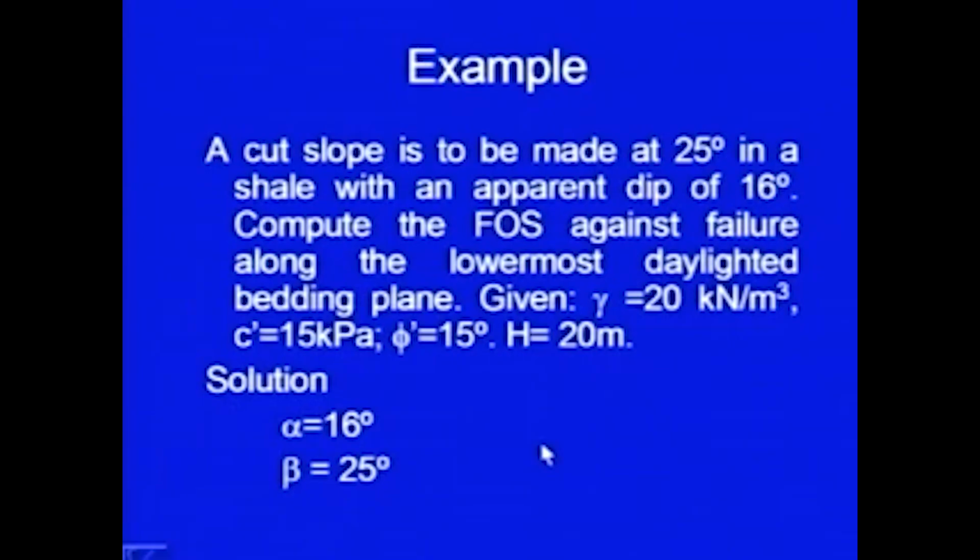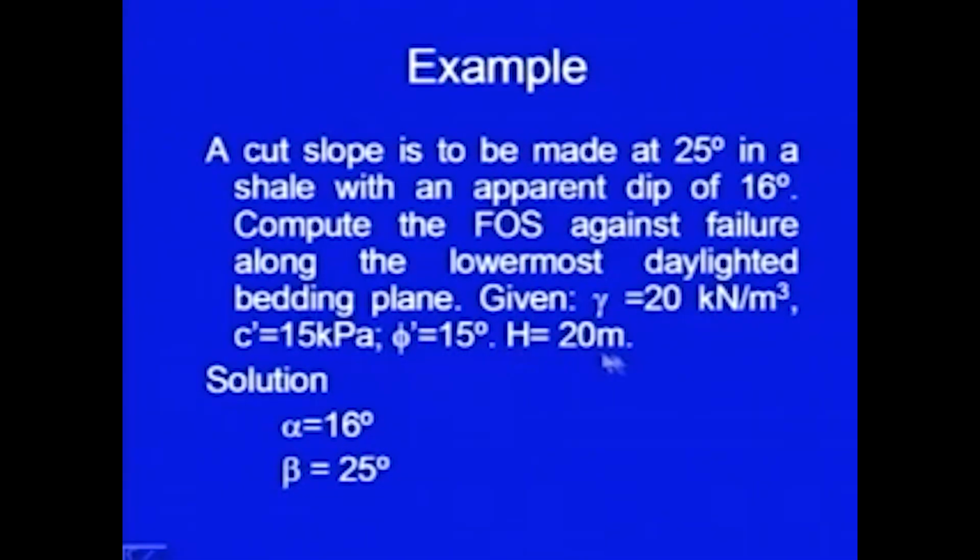Let us have an example. It is given that there is a cut slope. It is to be made at 25 degree in a shale with an apparent dip of 16 degree. Compute the factor of safety against failure along the lowermost daylighted bedding plane, and the parameters are given as unit weight is 20 kilonewton per meter cube, C dash along the bedding plane is 15 kPa, and phi dash along the bedding plane is 15 degree.